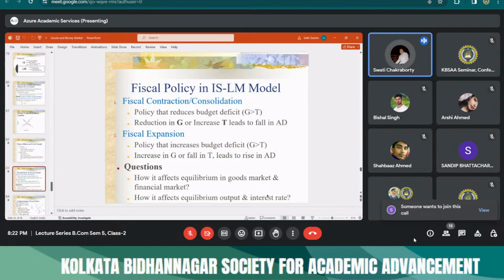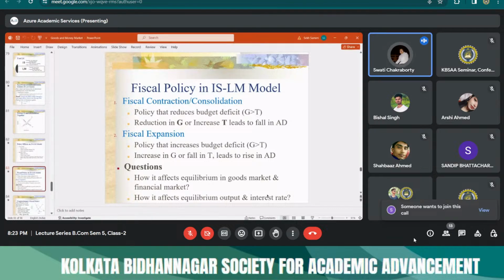Fiscal policy can be of two types: fiscal contraction and fiscal expansion. Fiscal contraction, or consolidation, is the policy which tries to reduce the budget deficit. That is, G should be less than T. That was a typing error; it's G not greater than T. Reducing the budget deficit means government expenditure should reduce, that is, a reduction in G or an increase in tax. That would lead to a decrease in the aggregate demand.